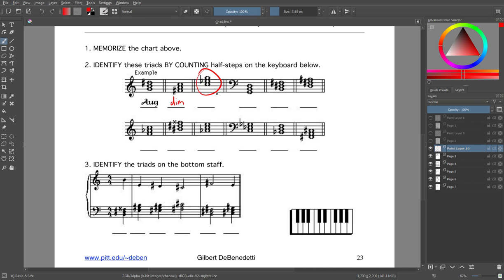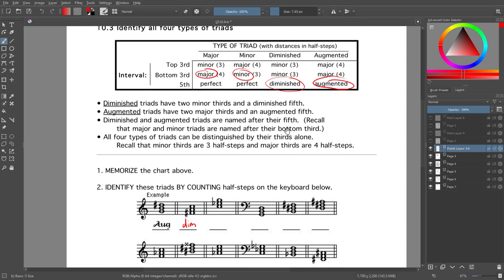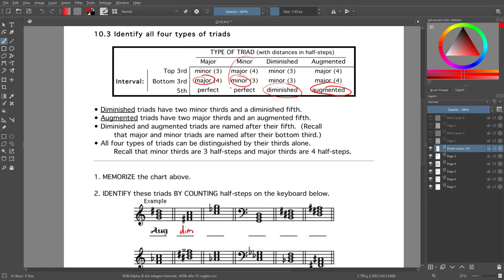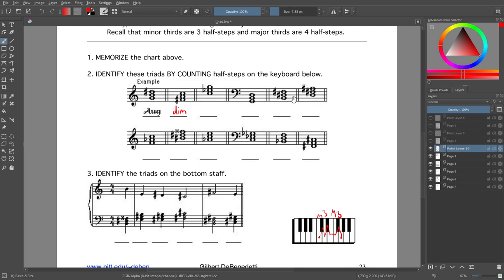Let's look at this next one. We have C, E flat, and G. Let's check our thirds. 1, 2, 3. Minor third. Let's check the next one. 1, 2, 3, 4. That's a major third. So when you have minor third on bottom, major third on top, that is a minor triad.